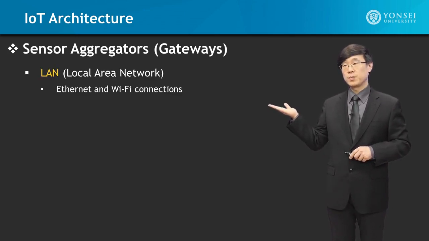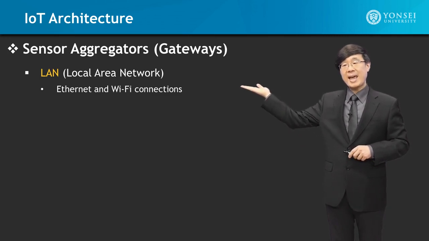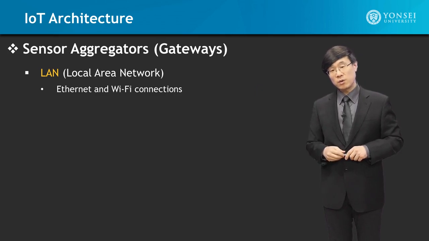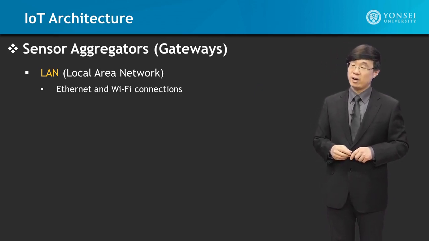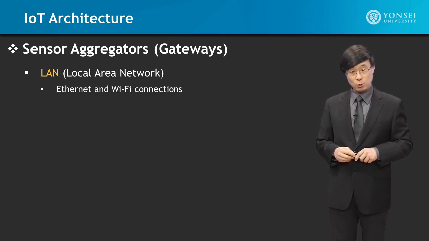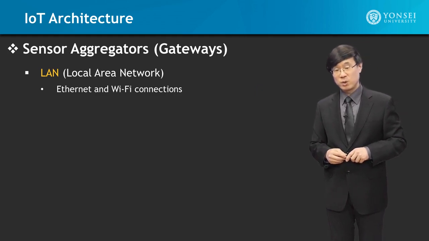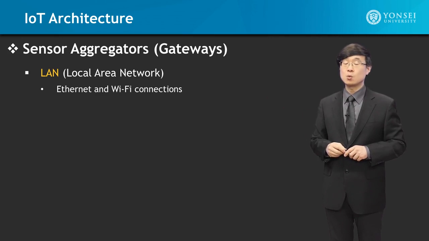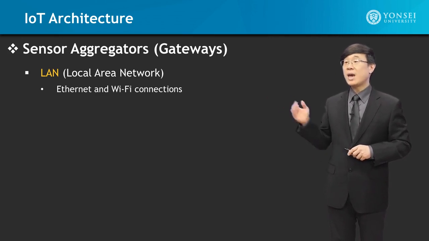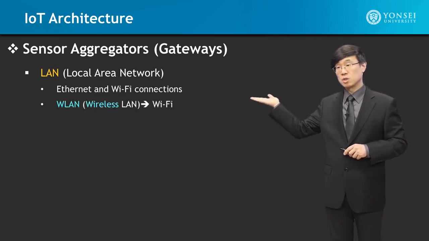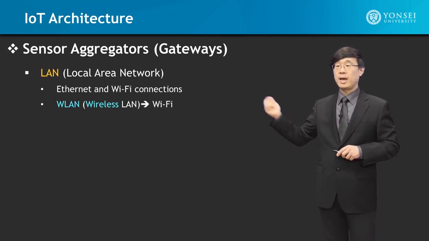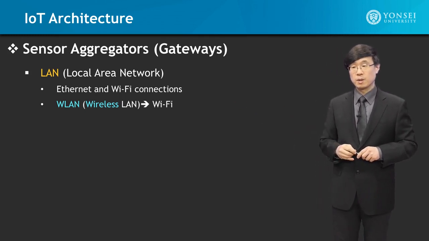Local area network could be Ethernet or Wi-Fi connections. Now when I say LAN, that means local area network. Like an Ethernet is a local area network connecting you using wires within your building, within your floor, within your laboratory, within your office. They'll be using Ethernet, a local area network that is wired. We have wireless local area networks, WLAN. These basically are Wi-Fi, and we'll talk more about this soon.